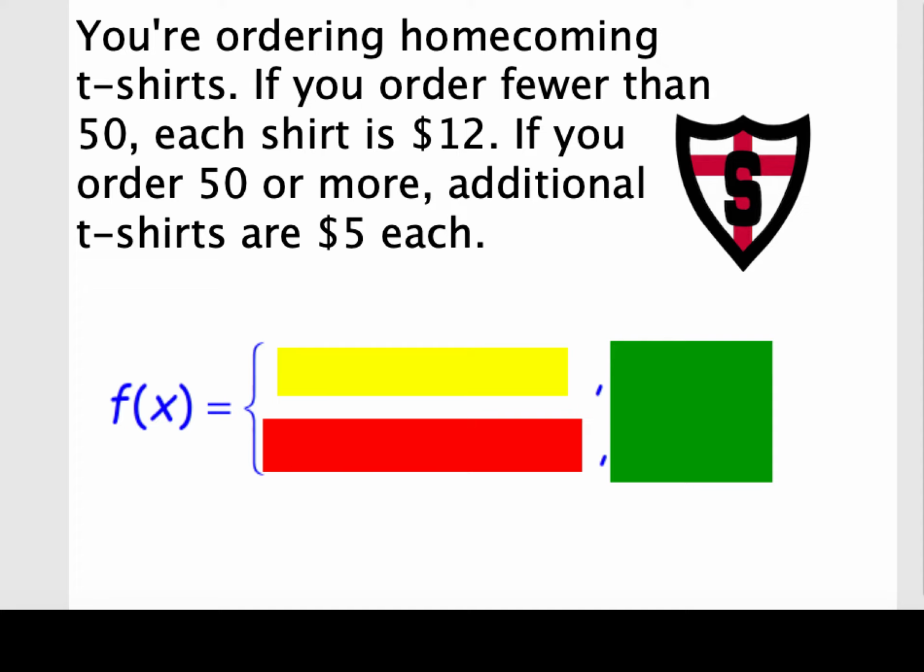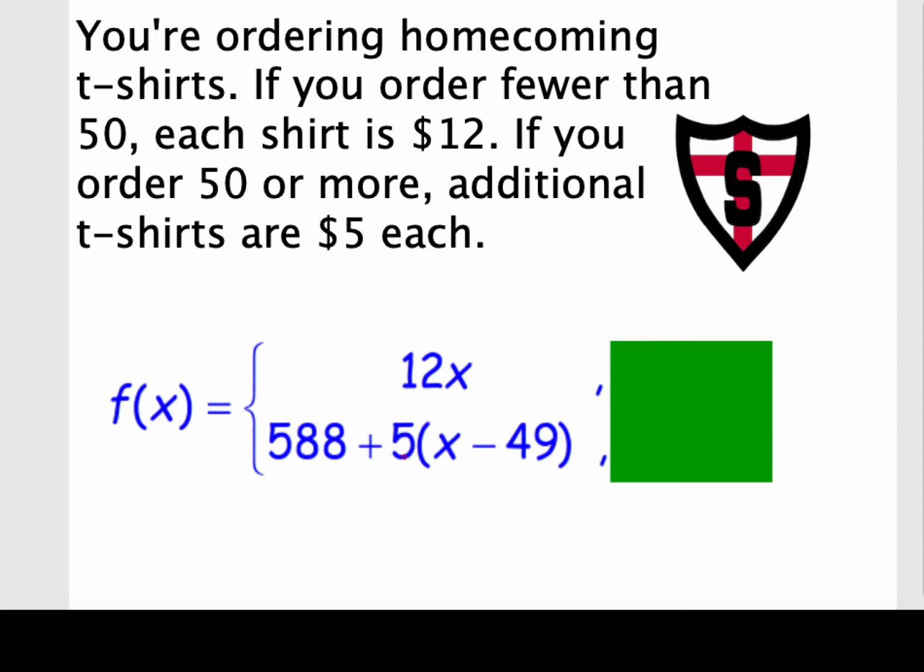Well, we can set up a couple of functions. The first idea is $12 a shirt, so I would just say $12 times x, the number of shirts. But for the second option, I would say something more like this. 588 is basically saying we have to order the 50 shirts, and 50 shirts are going to be 12 bucks per shirt. 50 times 12, 588.